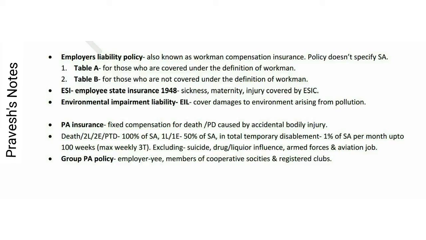In personal accident insurance there is fixed compensation for death and permanent disablement caused by accidental bodily injury. In case of death or PTD 100% of SA is paid, in case of loss of 1 limb or 1 eye, 50% of SA is paid, in total temporary disablement 1% of SA per month up to 100 weeks is paid with maximum weekly 3,000 limit. Excluding cases of suicide, drug or liquor influence, armed forces and aviation job.